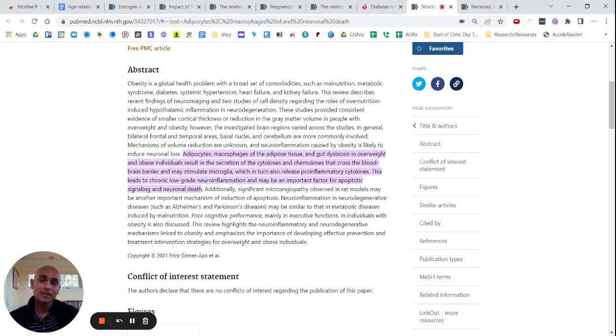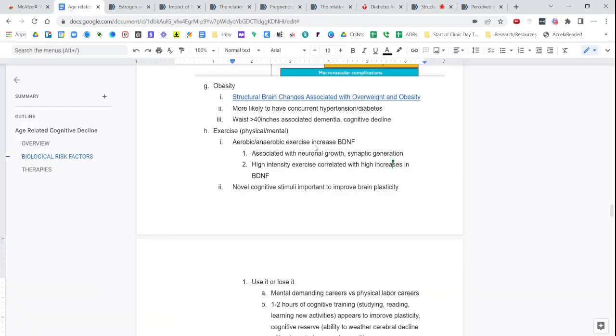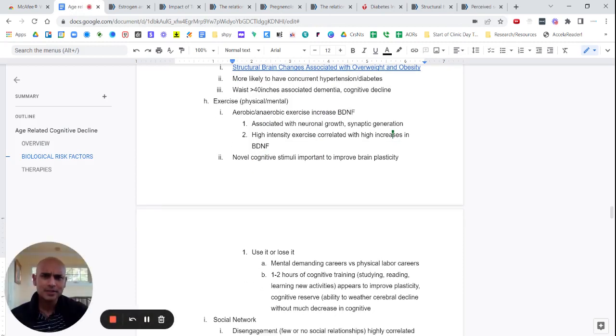So that's just an important thing to point out, that obesity and more specifically the increase in these adipocytes can lead to inflammation and of course brain atrophy. And so one thing to keep in mind is keeping the waist under 40 inches. That's associated with dementia and cognitive decline is key.